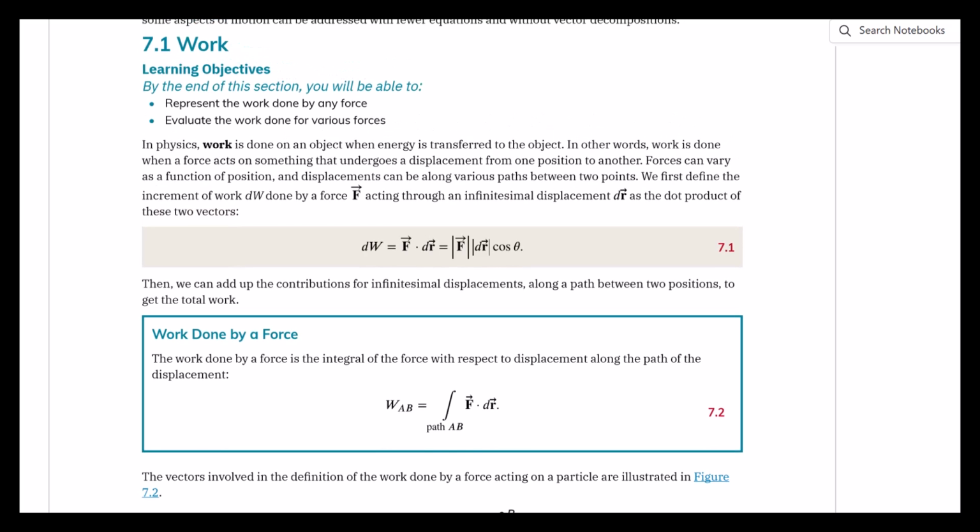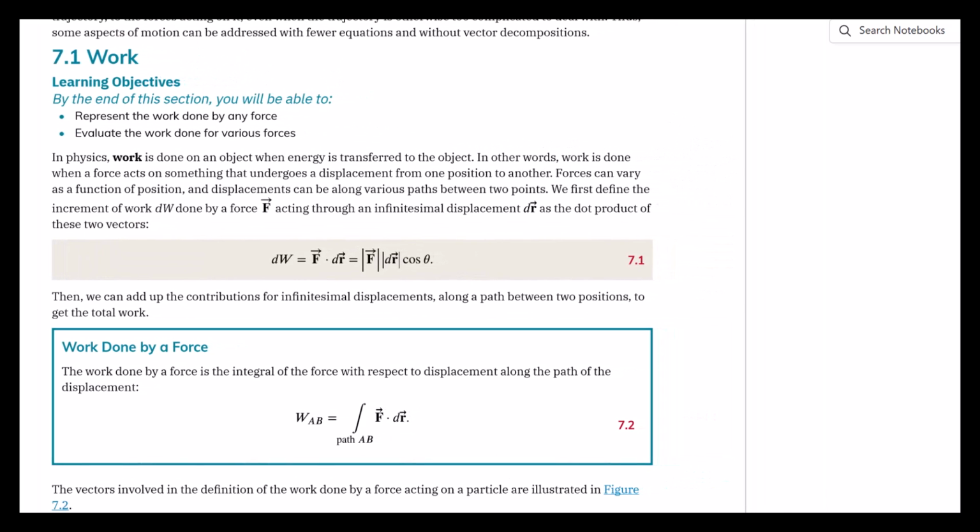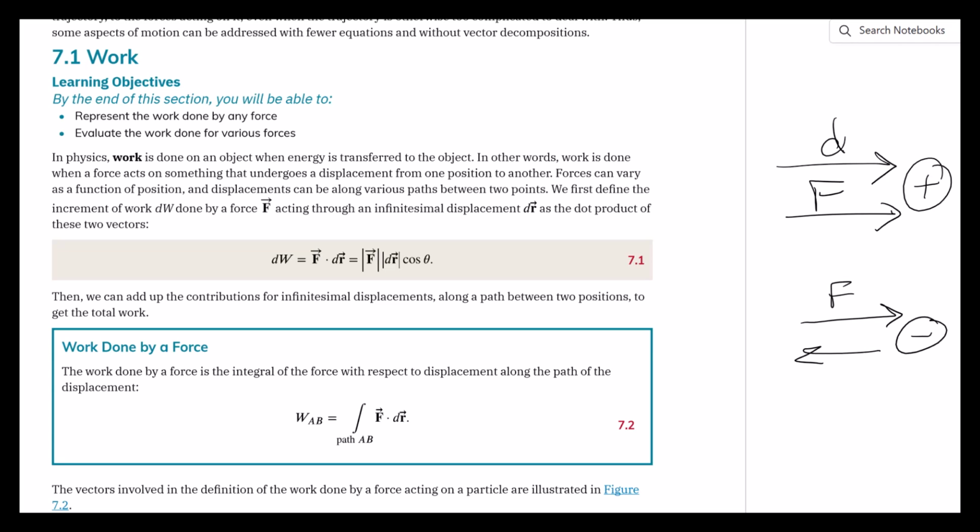Right, this section is on work. Now, work is defined as basically the distance that something goes times the force it takes to go there. So that's really it. If they're both going the same direction, work is positive. If I'm pushing on something this way, but it actually goes this way, I'm doing negative work. Like I suck at my job, I'm doing negative work.